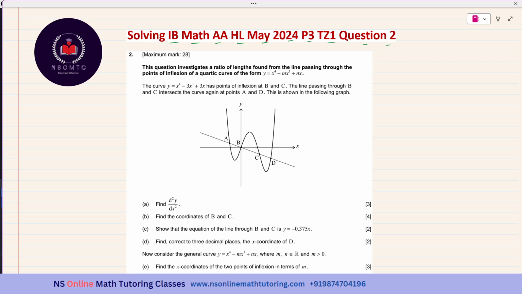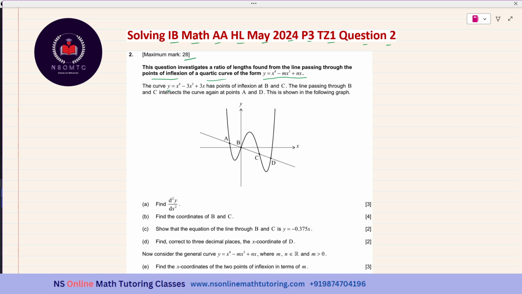So without any further delay, let us start answering question number 2. The maximum mark is 28. This question investigates a ratio of lengths found from the line passing through the points of inflection of a quartic curve of the form y equals x to the power of 4 minus m x cubed plus n x.